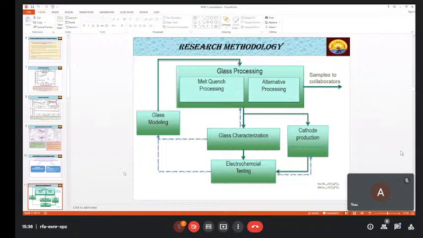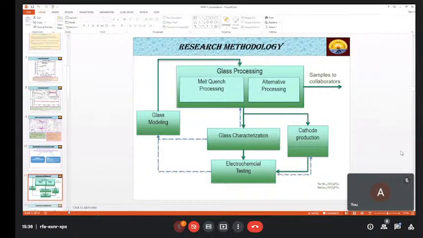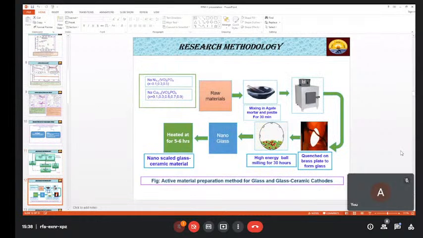Here, what is the research methodology? For the preparation of the samples, I selected the melt quenching technique. After completion of the melt quenching, the glass preparation is done, and after that the electrochemical tests are completed. Which type of research methodology is used? These are the raw materials.